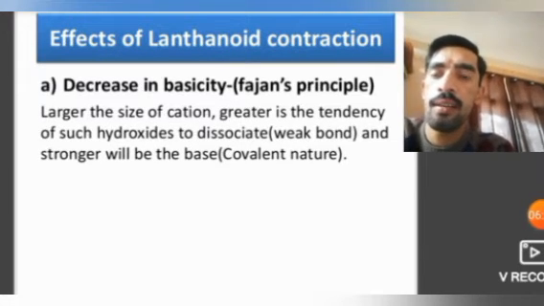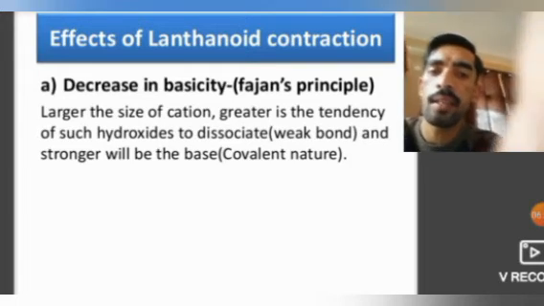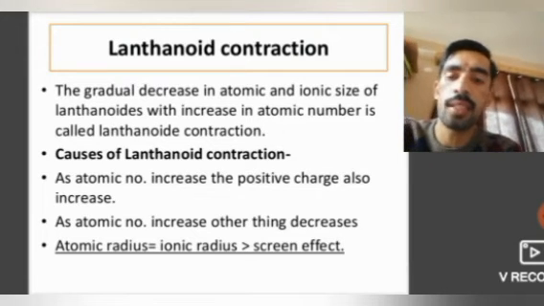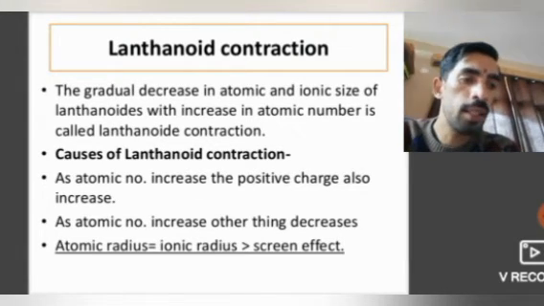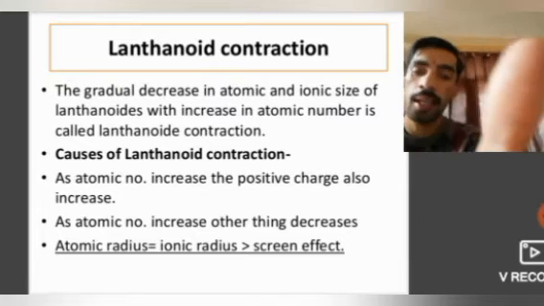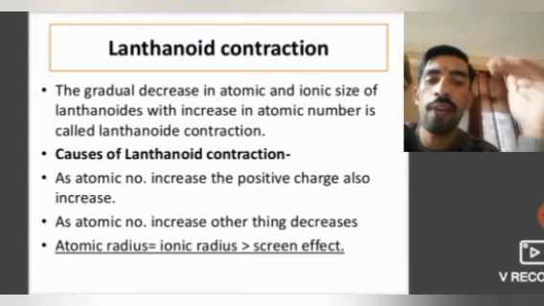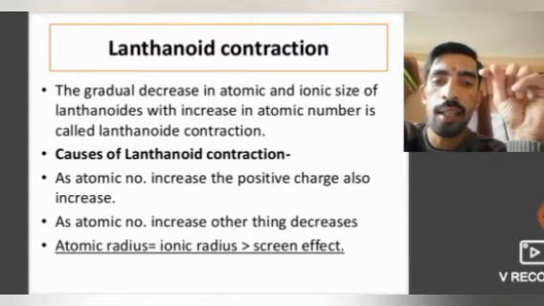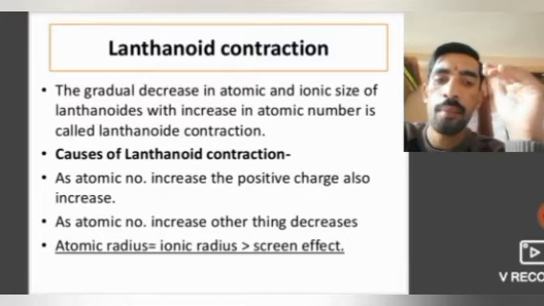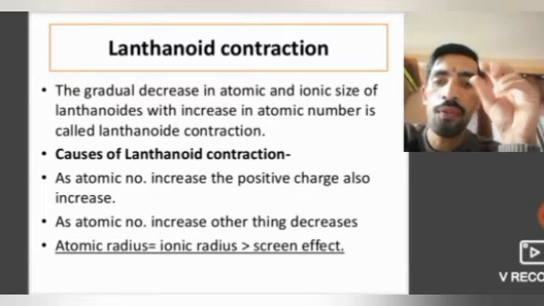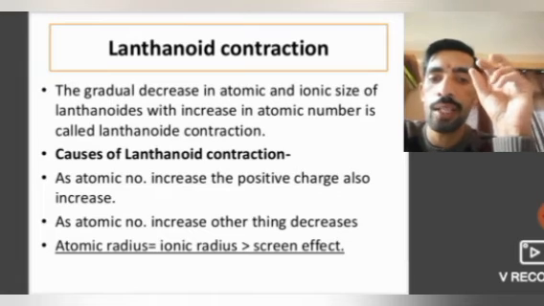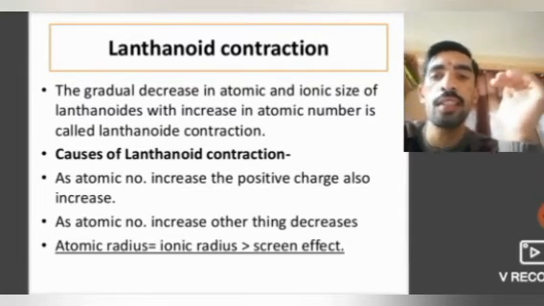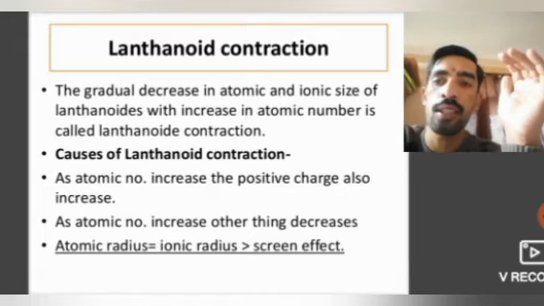So basically the main cause of the lanthanide contraction that we have studied is that as atomic number increases, the positive charge also increases. As we move through the lanthanide series, 4f electrons are being added. When 4f electrons are being added, then what is happening in each step, the mutual shielding effect of electrons is very little, even smaller than that of d electrons. In d electrons also their shielding effect is there. Similarly, in f block also there is shielding effect.